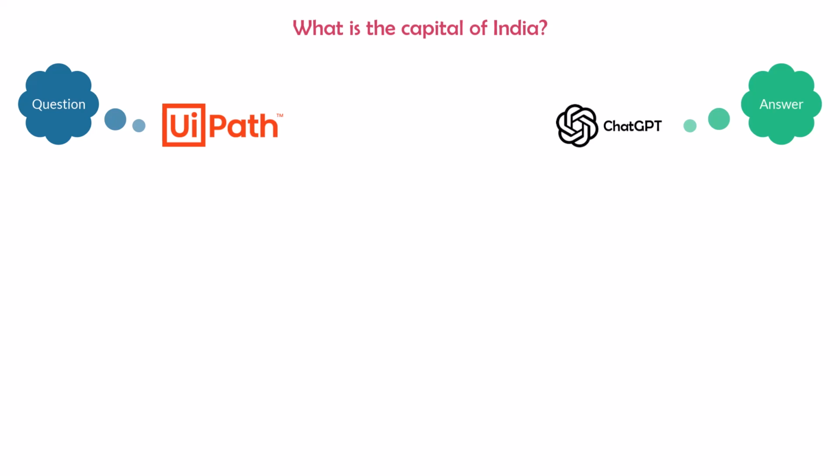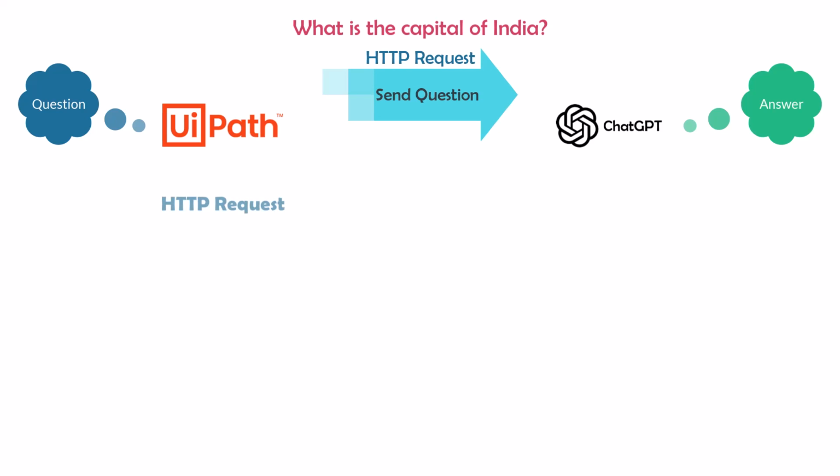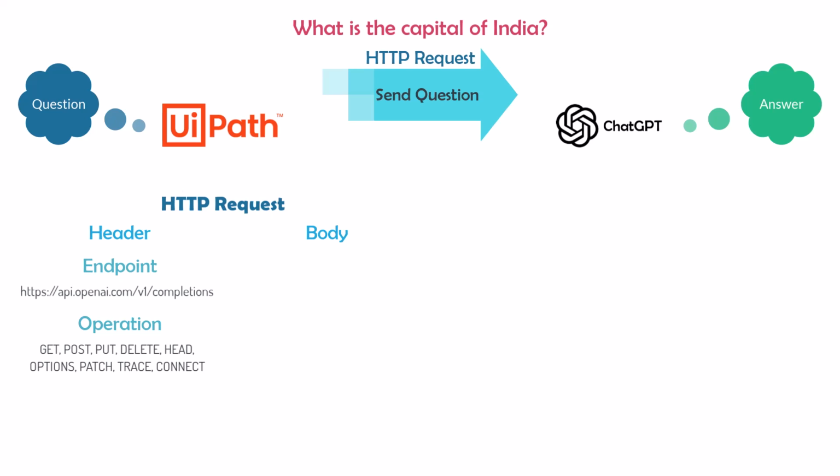How does this work? First I need to send the question from UiPath to ChatGPT. I can do that using an HTTP request. An HTTP request consists of two parts, header and body. The header consists also of two parts, endpoint and operation. The endpoint is a specific URL or network address that represents a specific resource or set of resources. For example, the following endpoint. And the operation could be one of the following 9 operations. Depending on what we want to do using the API, we have to use an operation. In my example, I want to send a question and get an answer. For that I can use the operation POST.